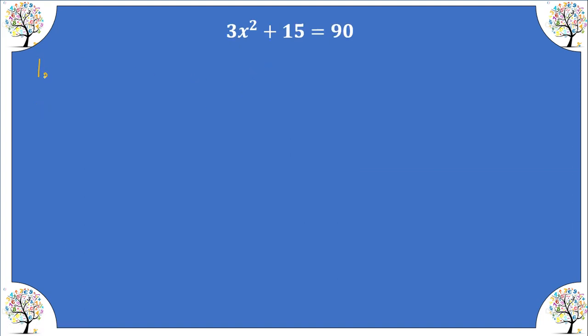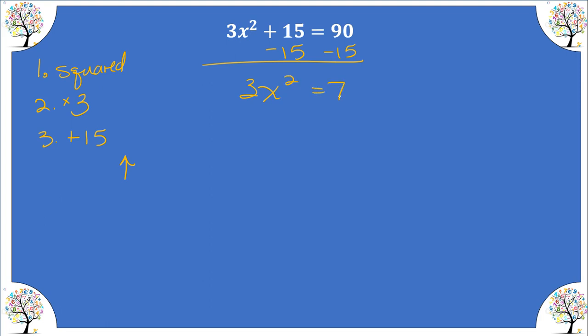Okay, let's map this out. X is being squared. Then it's being multiplied by 3. And then we're adding 15 to it to give us our 90. So let's work backward. Let's undo plus 15 by subtracting. Then let's undo times 3 by dividing. And then we're going to undo the squared by taking the square root.